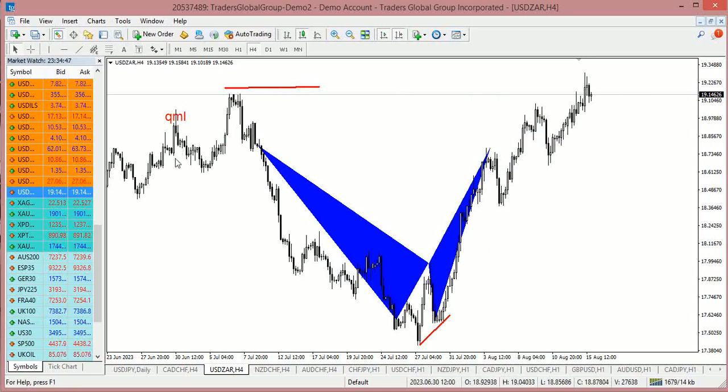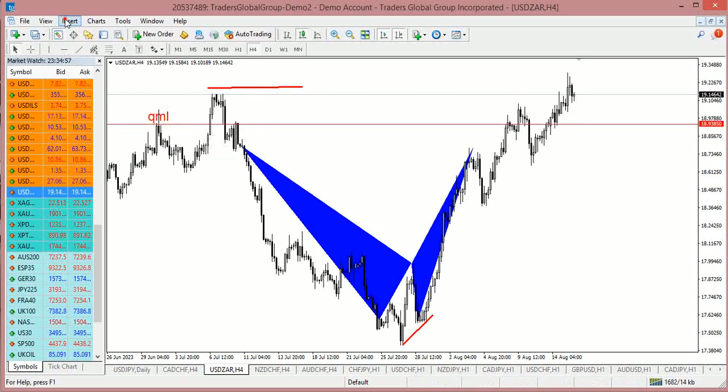As you can see here, we have a shoulder, then we have a head, and then we had a base just on the left hand shoulder. So we had a huge liquidity zone at this point. I had a huge zone here, expecting the USD ZAR to drop.